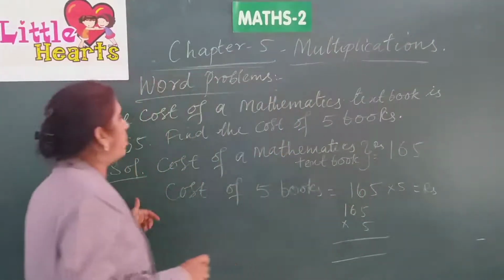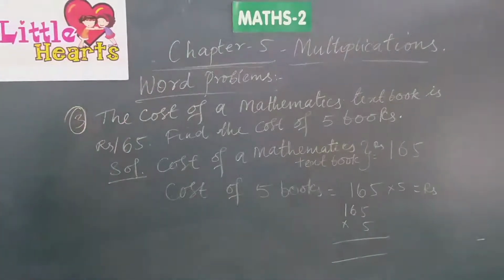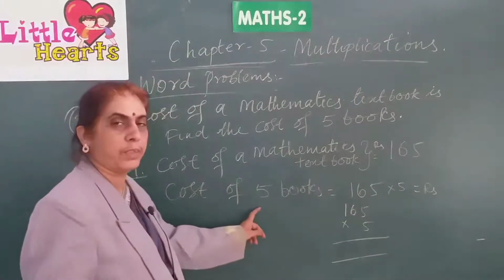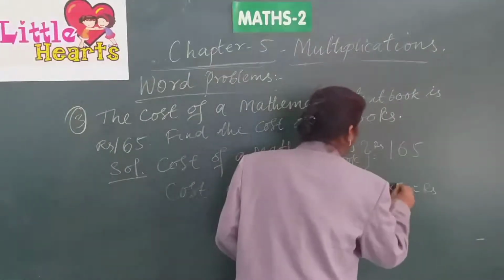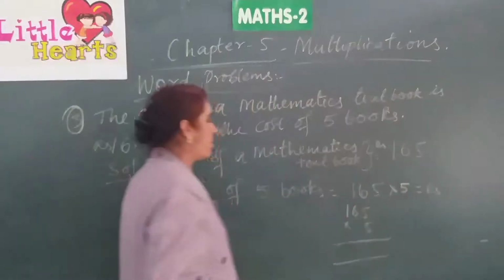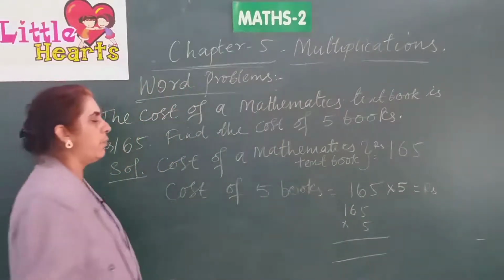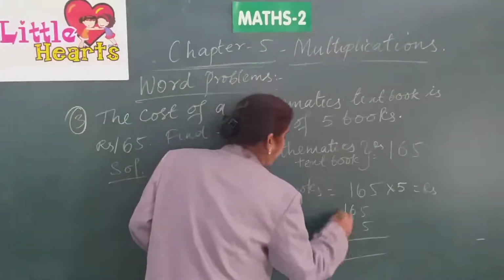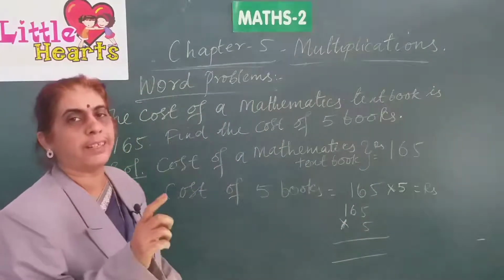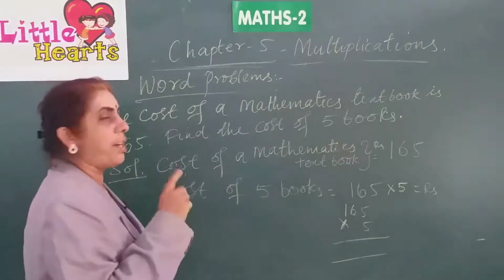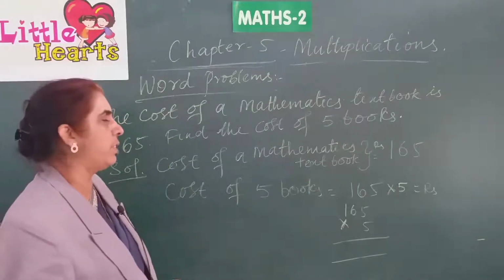What are we asked to find out? Cost of 5 textbooks. So cost of 5 books is equal to 165 into 5. So 165 multiplied by 5. One textbook is given, you are asked to find the cost of 5 textbooks. 1 to many is always multiplication.